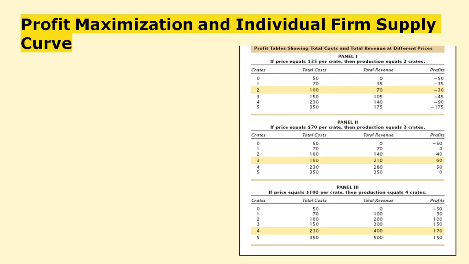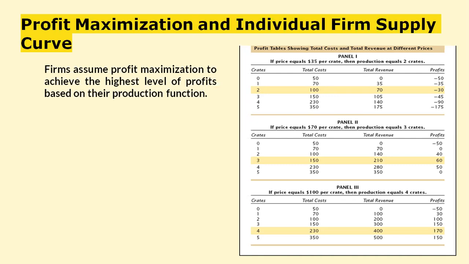Profit maximization and individual firm supply curve. Firms assume profit maximization to achieve the highest level of profits based on their production function.